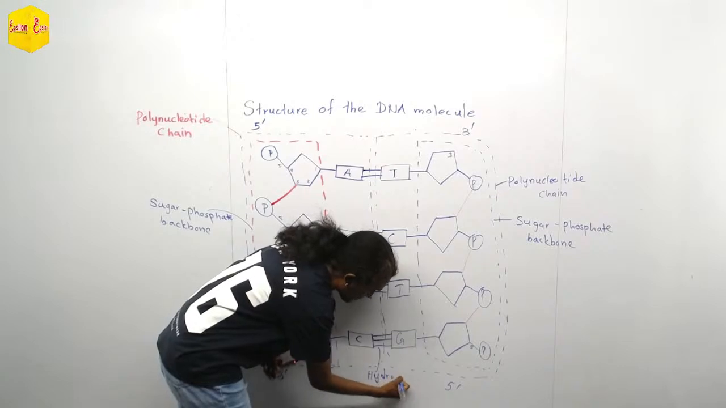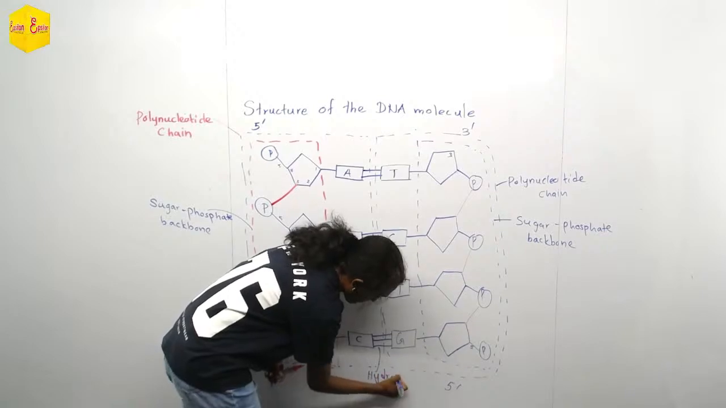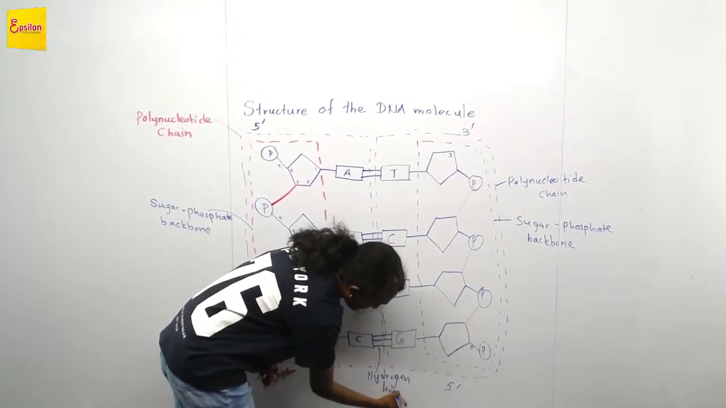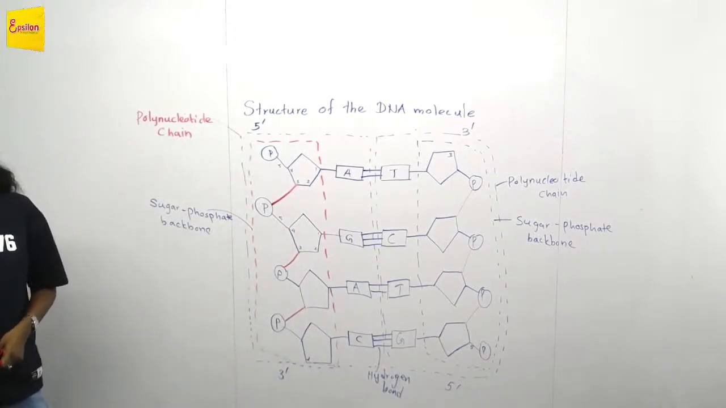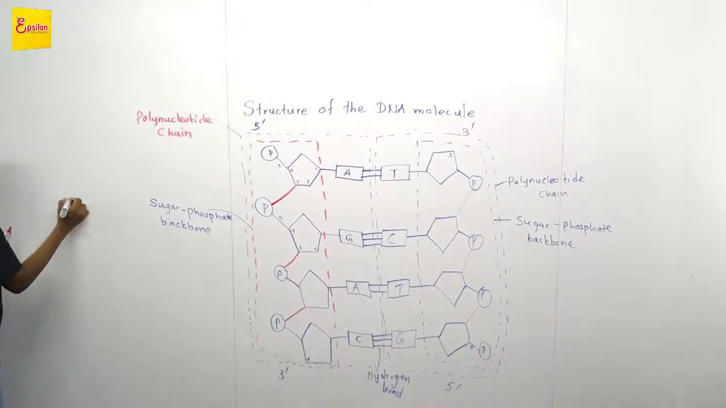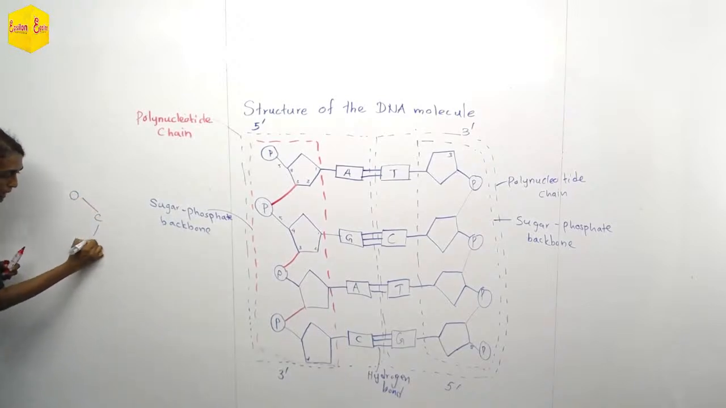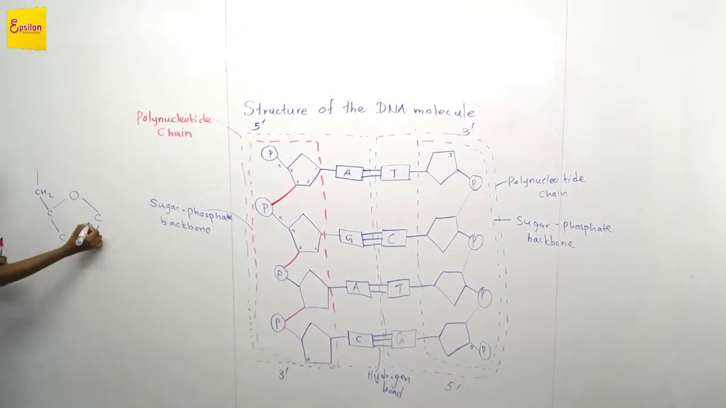I start drawing this one in the writing book. Pentose means 5 carbon, 5 carbon sugar. It's like this now. Oxygen is there. Carbon, carbon, carbon, carbon. And here CH2 with the phosphate group here. So this is the first carbon, second carbon, third carbon, fourth carbon, fifth carbon. Okay?